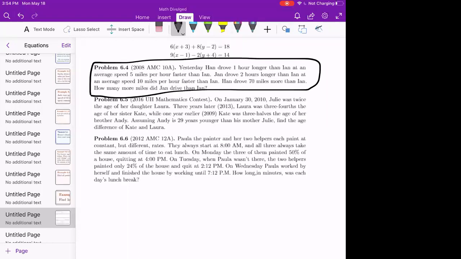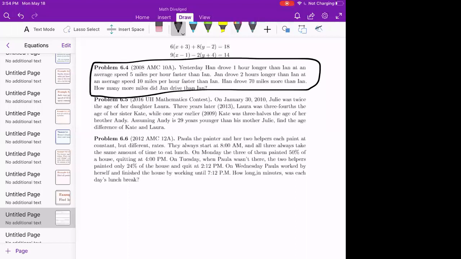Okay, so the problem gives us 3 different people, Han, Ian, and Jan. And then we're given the difference in their speeds, as well as their times. And then we're also given one difference in distance at the end as well. So that should tell us why this is a d equals rt problem to begin with.